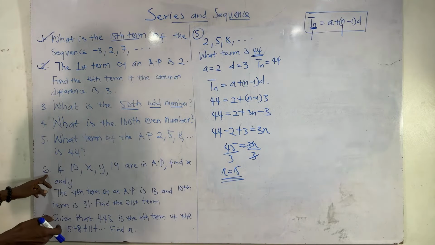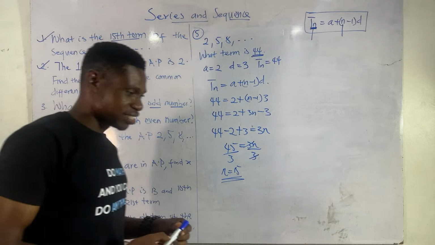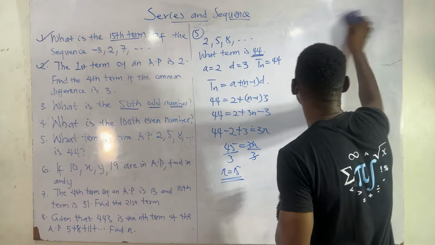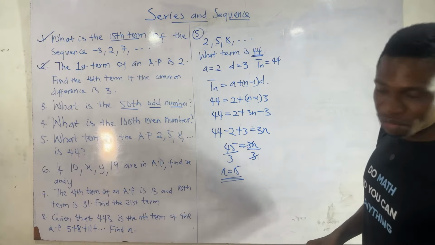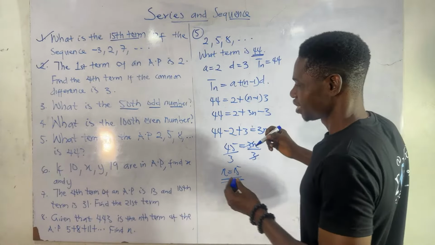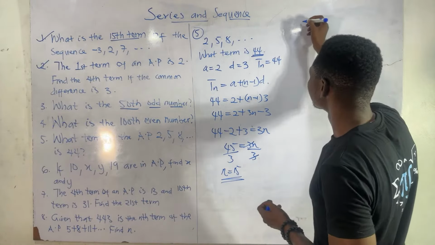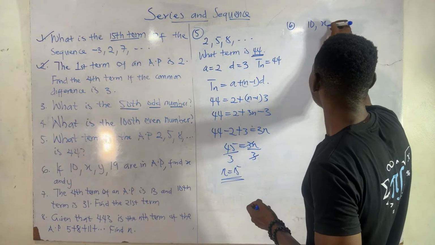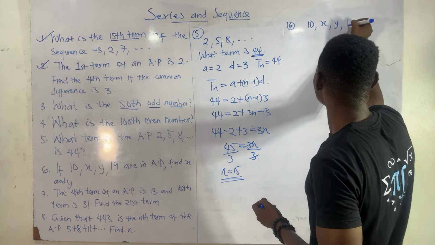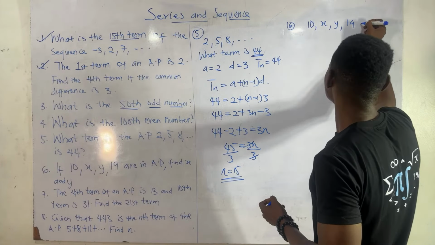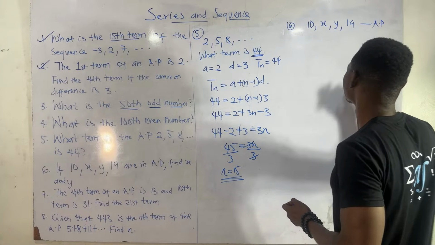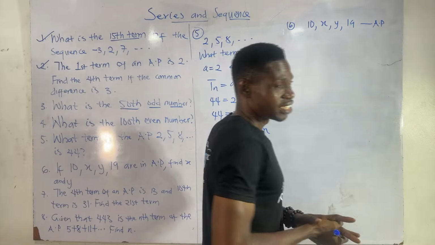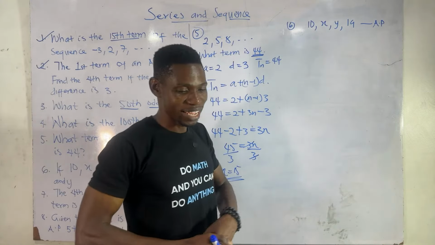Now number 6, and this one is technical. It says, I believe you have mastered this formula. So this one gives us a sequence 10, x, y, 19. He said this is an AP. And that's everything we're given. He says we should find x and y.